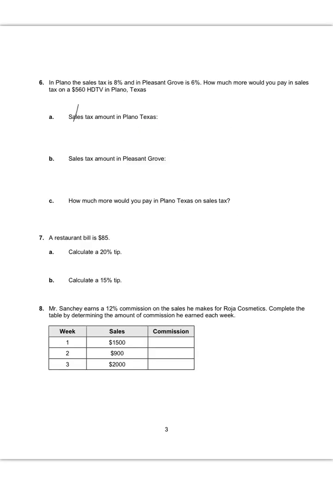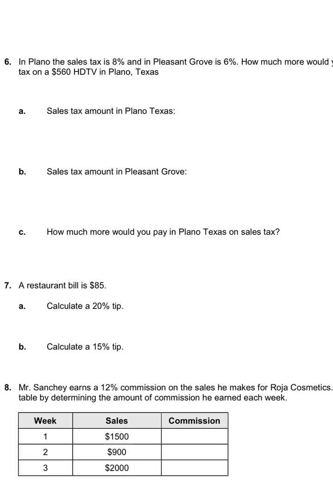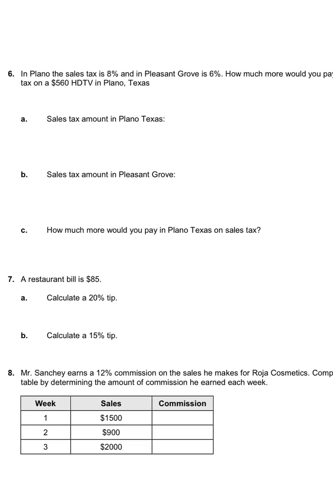All right. Number 6. The sales tax in Plano is 8%. At Pleasant Grove, the sales tax is 6%. How much more would you pay in sales tax for Plano versus Pleasant Grove?